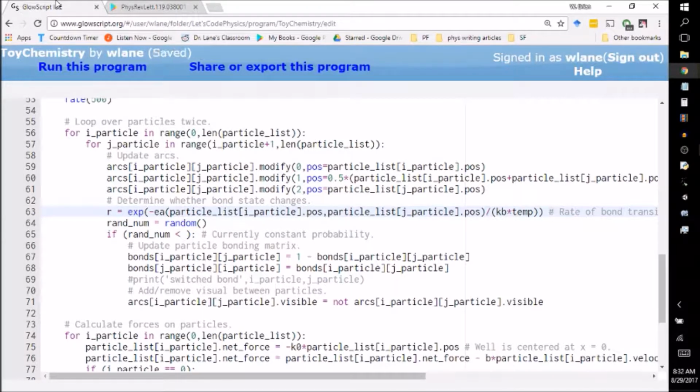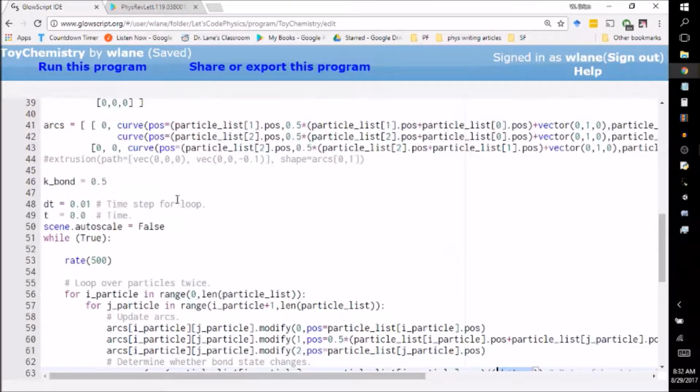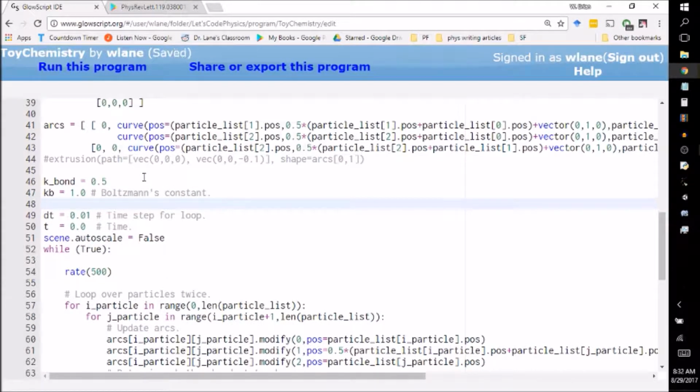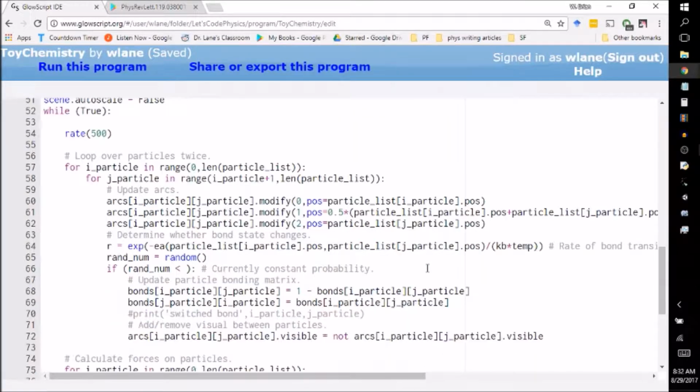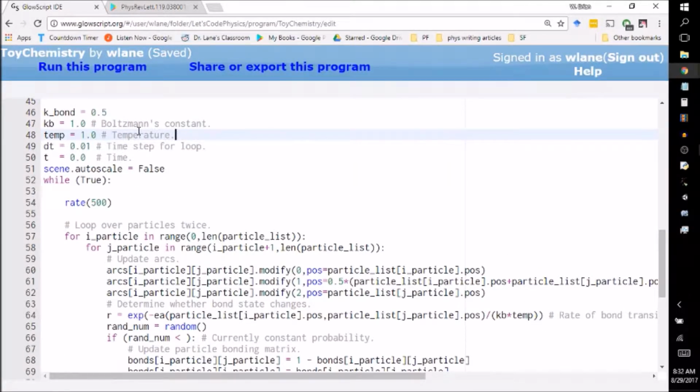Okay, so that means I need to define a few things. First, I've got to define this function EA, and then I've got to define Boltzmann's constant and the temperature. Let's take care of our constants here first. So let's have Boltzmann's constant be 1. For simplicity's sake, it's usually best to make your fundamental constants 1, and then you figure out what the units have to be thereafter. And our temperature, let's have that also be 1. And so we can change that when we want to make the system hotter or colder.